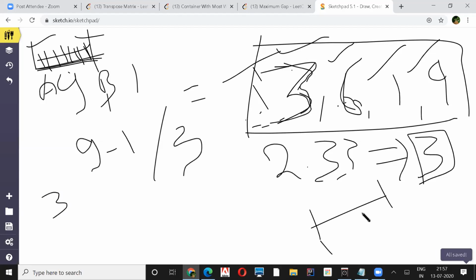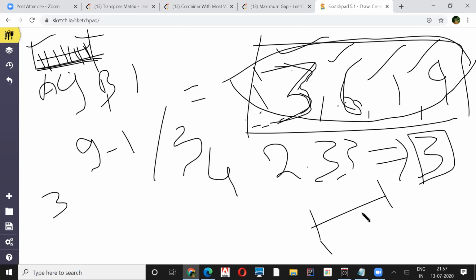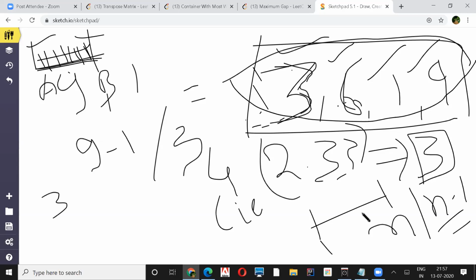Because this is 4, right? Total numbers is 4, right? And the pigeonhole principle says that if there are n numbers, you have to take n minus 1 holes in which you are supposed to keep the pigeons. So directly we can get that, right? If there are n, then why do this calculation of 2.33 and make it 3?